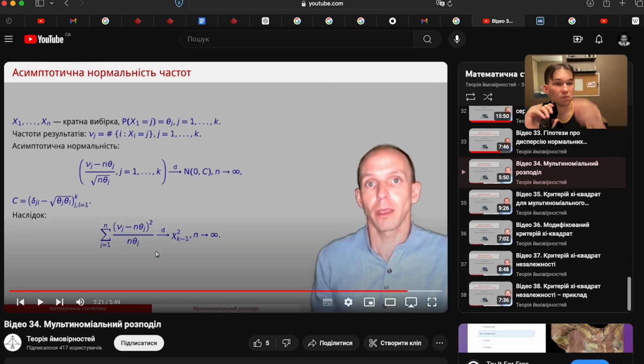Beautiful. This is just beautiful. So you may be wondering, why do we need this asymptotic normality? Why do we need this complex vector which converges to some normally distributed vector with some weird covariance matrix? Because this is just beautiful.